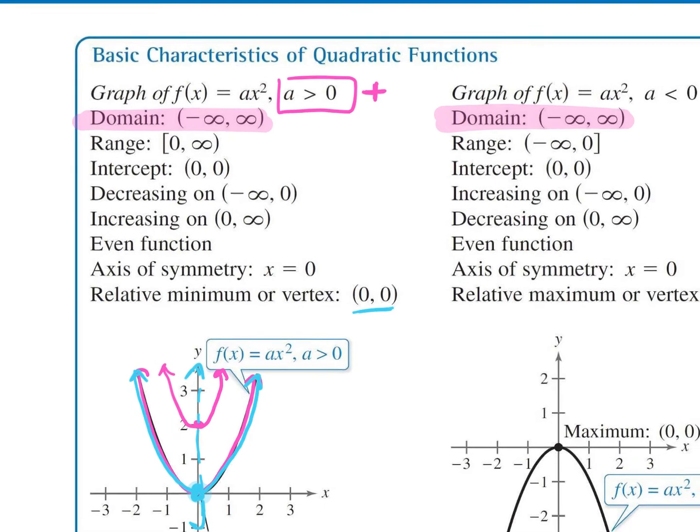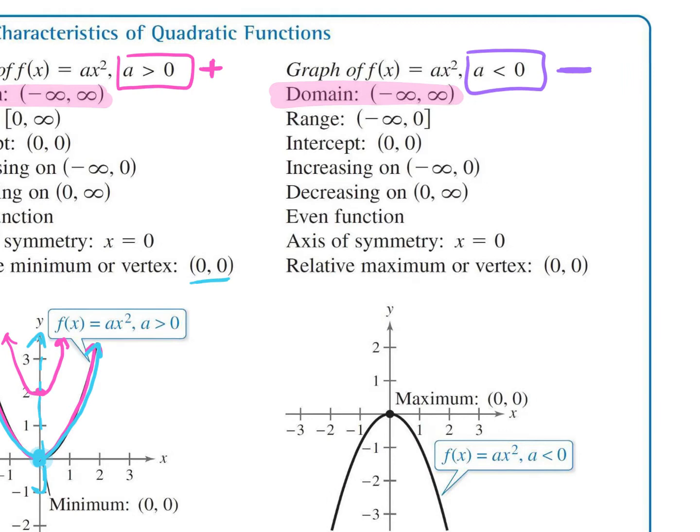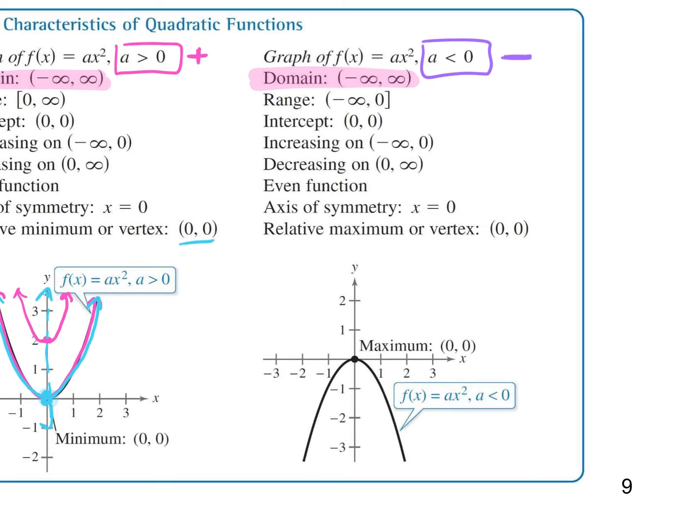The next one has the same characteristics except it opens down, so this is when a is negative. When your leading coefficient is negative, your graph is going to open down. The big difference here is that you have a relative max instead of a relative min. So when your graph opens down, your vertex is at the maximum point.